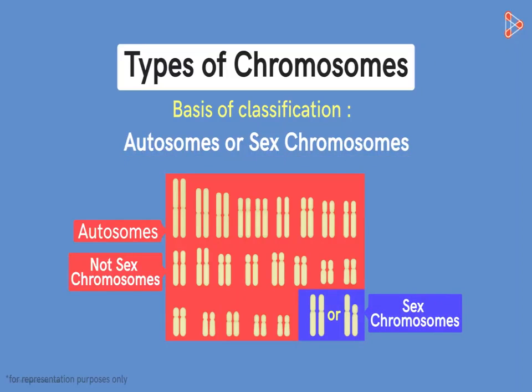So if the two are identical, that is, both are X and X, then the individual is a female. And what if both are different? In such a case, when one chromosome is X and the other is Y, the individual is a male. This pair is the sex chromosomes. So the chromosomes which help in determining the sex of an individual are sex chromosomes, also called allosomes. The others, from the 1st to the 22nd pair, are not the sex chromosomes. This makes them the autosomes. Both contain genes that code for proteins which make up our body.